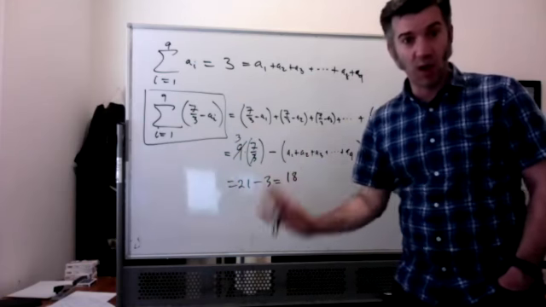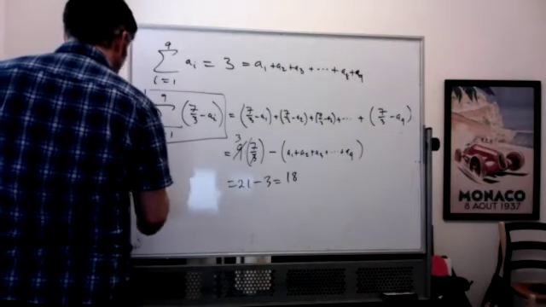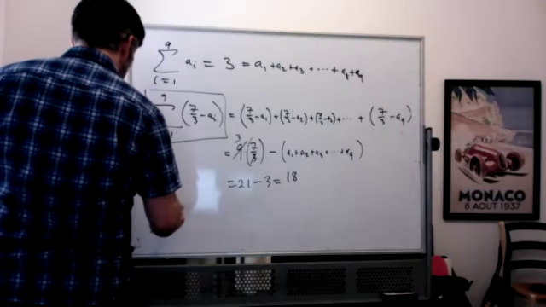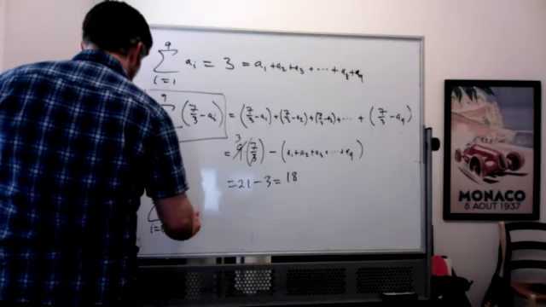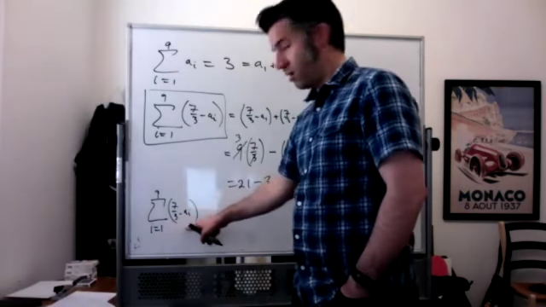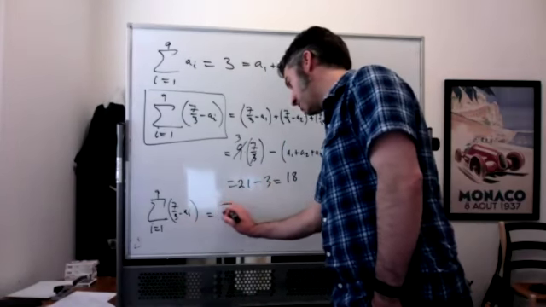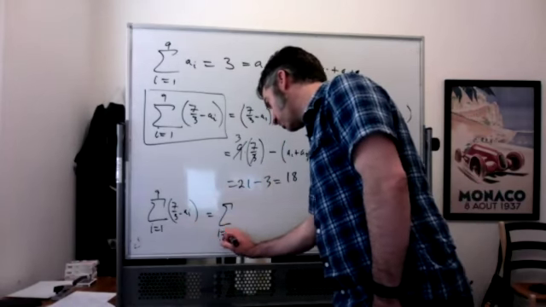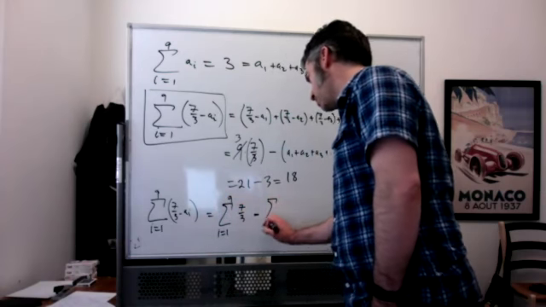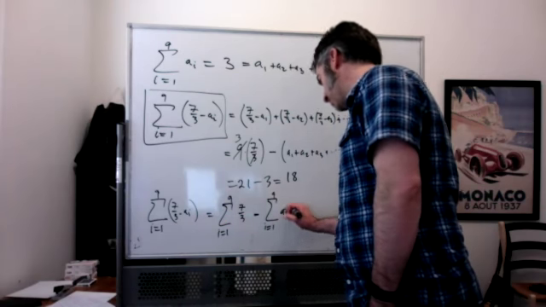Okay, so that's the long way to do this. Here's the short way to do it. The short way to do it is to use the properties of summations. And say, well, if you have a sum of a difference or a sum, you can break it up. You can write that as the sum from i equals 1 to 9 of 7/3 minus the sum from i equals 1 to 9 of a sub i.